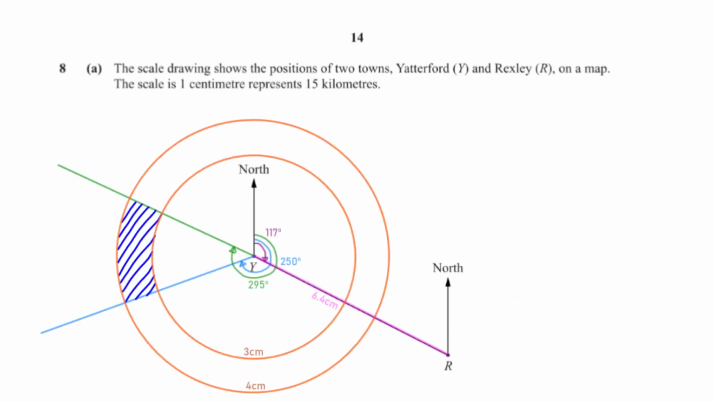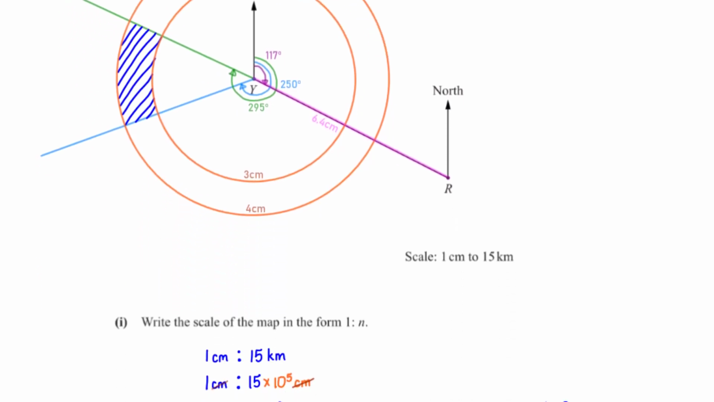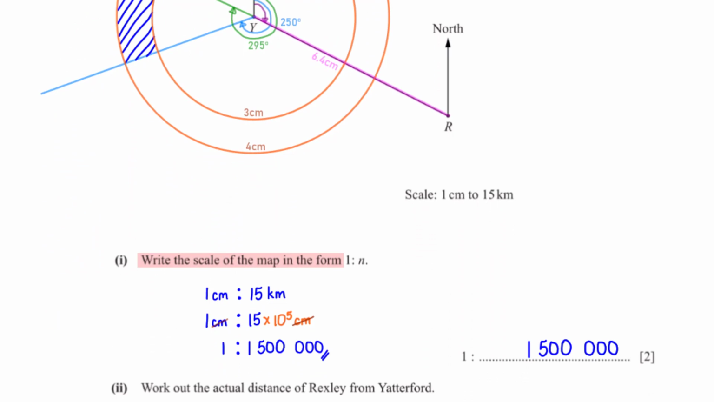The scale drawing shows the positions of 2 towns, Yatterford and Rexley, on a map. The scale is 1 centimeter represents 15 kilometers. Write the scale of the map in the form 1:n.